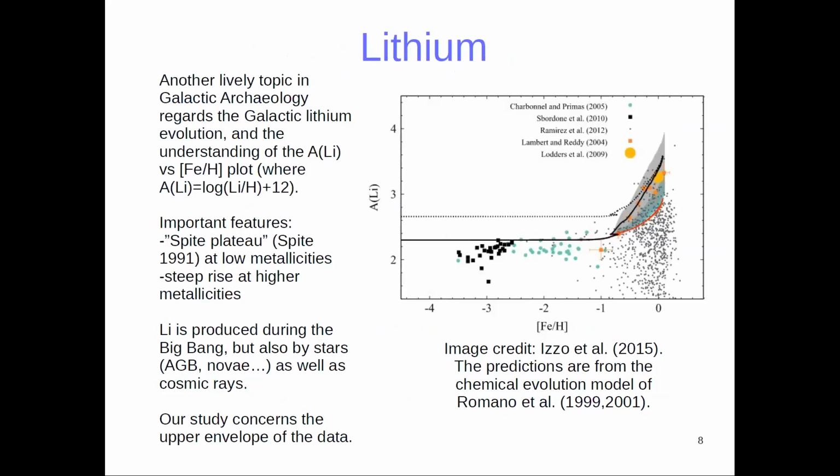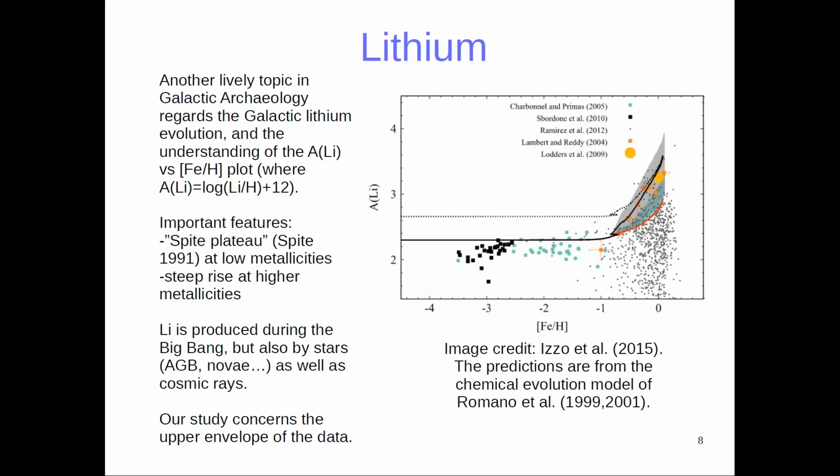And after the alpha elements, which have been very useful to separate and understand the dichotomy between the thick and thin disk, we decided to apply our models to follow the evolution of other chemical elements too, from the lightest up to the heaviest, from lithium up to europium. Lithium represents another lively topic in galactic archaeology, the understanding of the galactic lithium evolution, which mainly relies on the understanding of the lithium plot.